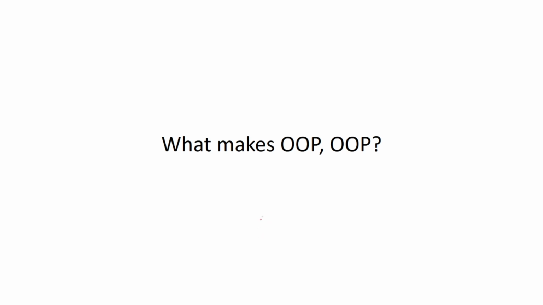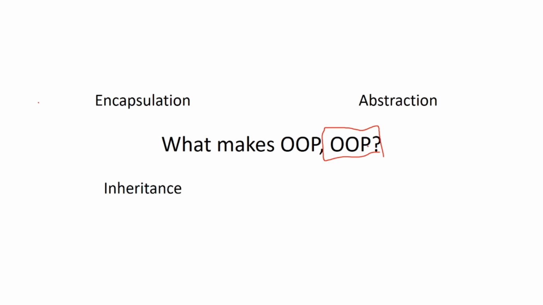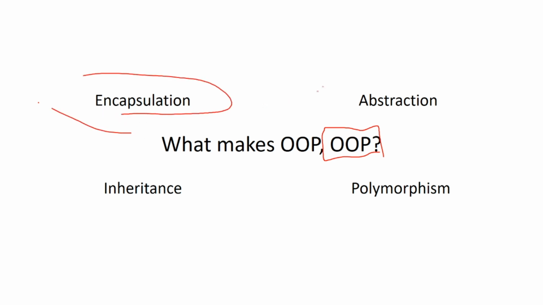Object-oriented programming, or OOP, actually has four basic concepts that make it OOP. These concepts are the following. Number 1 is encapsulation. Number 2 is abstraction. Number 3 is inheritance. And number 4 is polymorphism. I'm going to be talking about each of these concepts in the next videos or so.